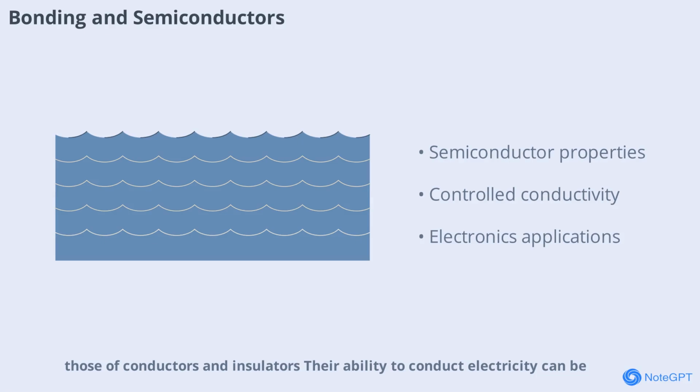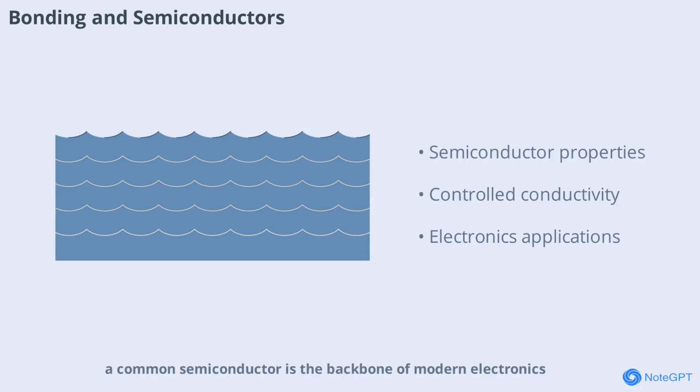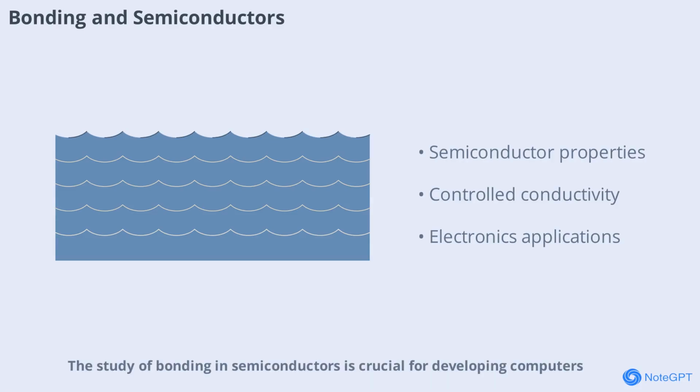Their ability to conduct electricity can be controlled by adding impurities or changing temperature. Silicon, a common semiconductor, is the backbone of modern electronics. The study of bonding in semiconductors is crucial for developing computers, smartphones, and solar cells.